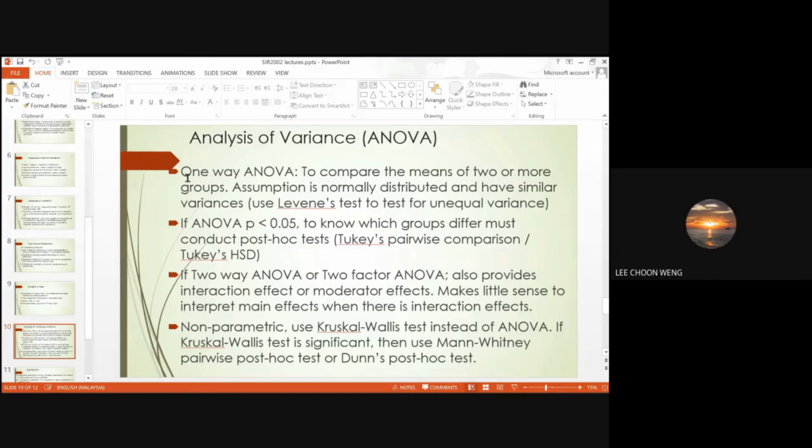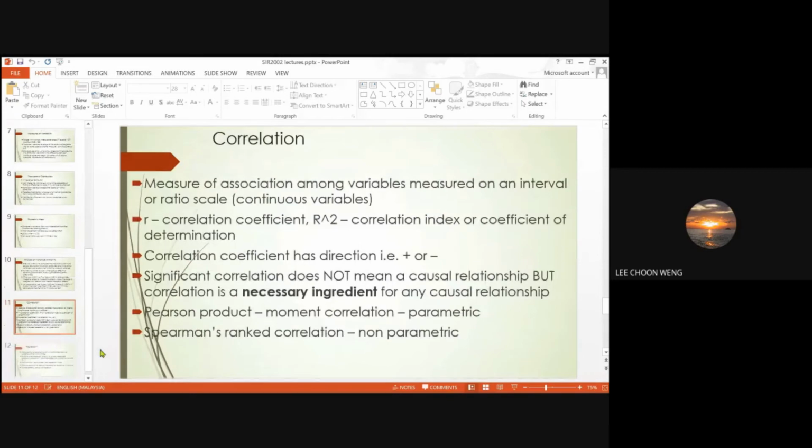So this is parametric. For non-parametric, you can use the Kruskal-Wallis test. Then if the Kruskal-Wallis test is significant, you can use the Mann-Whitney pairwise post hoc test or Dunn's post hoc test. So this is for non-parametric data. So the t-test is comparison of two groups, ANOVA more than two groups.